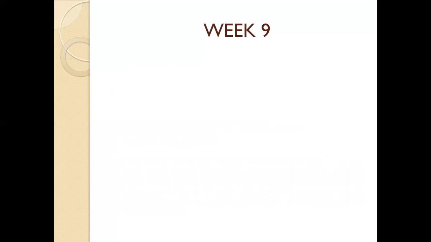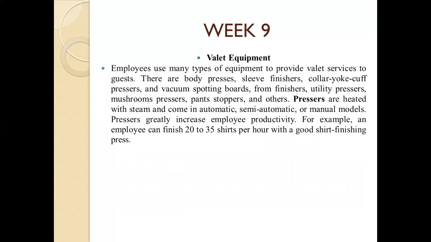Now, after we have done our laundry, we will have our valet equipment. And for this one, employees use many types of equipment to provide valet services to guests, and they are body presses, sleeve finishers, collar yoke, cuff pressers, and vacuum spotting boards. Form finishers, utility pressers, mushroom pressers, pant toppers, and others. Pressers are heated with steam and come in automatic, semi-automatic, or manual models. So pressers greatly increase employee productivity as well.